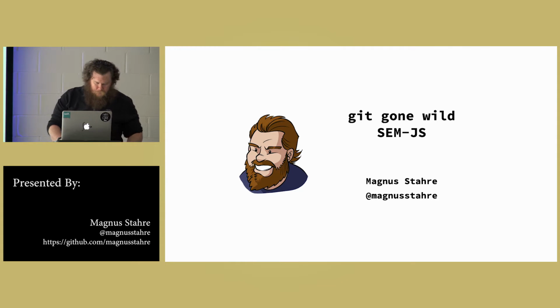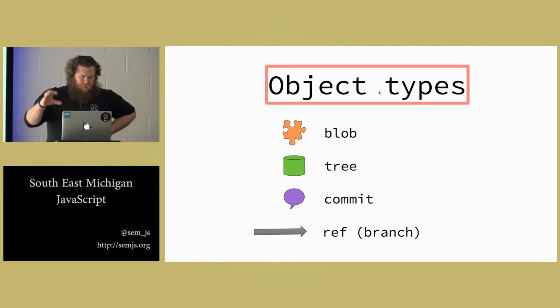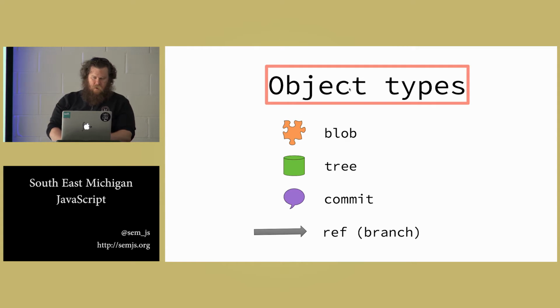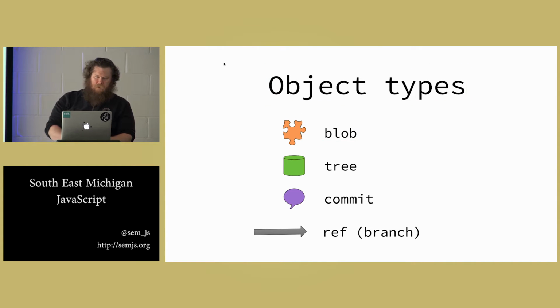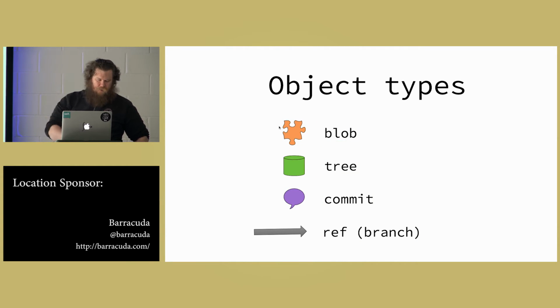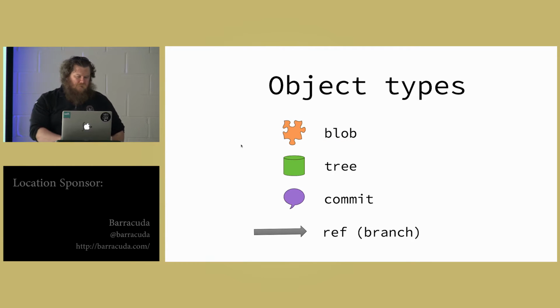Yeah, let's get some Git going. These are the foundations of Git. There are certain types of objects. Don't worry, this doesn't take too long, then you get more into the fun stuff. We have the blobs, which is the puzzle piece here. That's where all your stuff goes, your files.